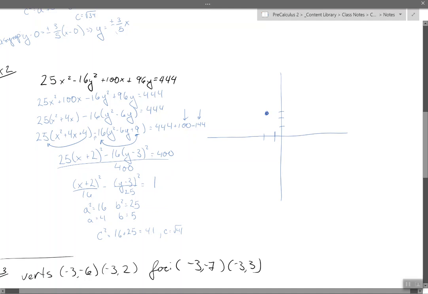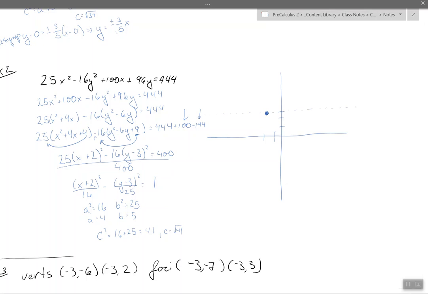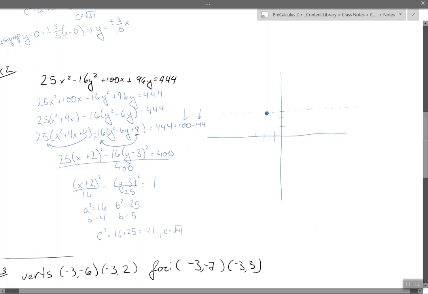Now we know this thing is opening left and right, so we're going to have a transversal axis that goes through this way. And the movement to the left and right is going to be 4. So we can go ahead and plot those on for the vertices. So 1, 2, 3, 4, and it's on that same transversal axis. And 1, 2, 3, 4 for this.